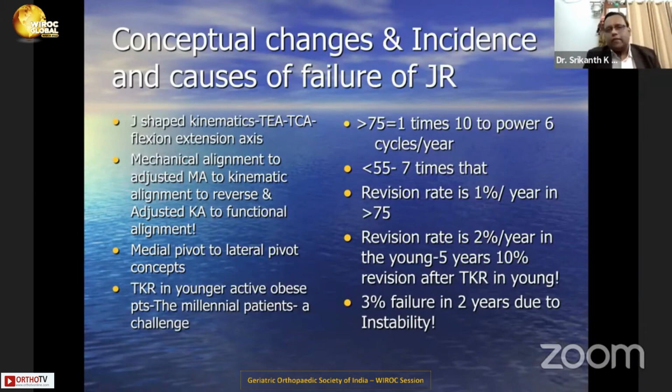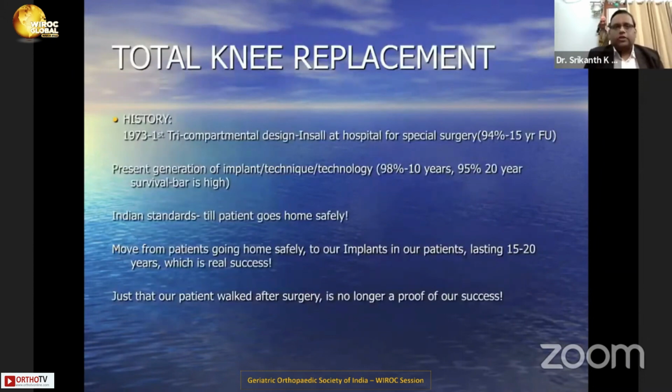We know in the elderly above 75, the knee cycles around 1 into 10 power of 6 cycles per year. But in those 55 and younger, it is 7 times this. And hence the revision rate is around 2% per year in the younger. So in 5 years' time, 1 in 10 of these younger TKR patients need revision. We also know that there is around 3% failure in the first 2 years following knee replacement surgery if we don't get the stability right during surgery.